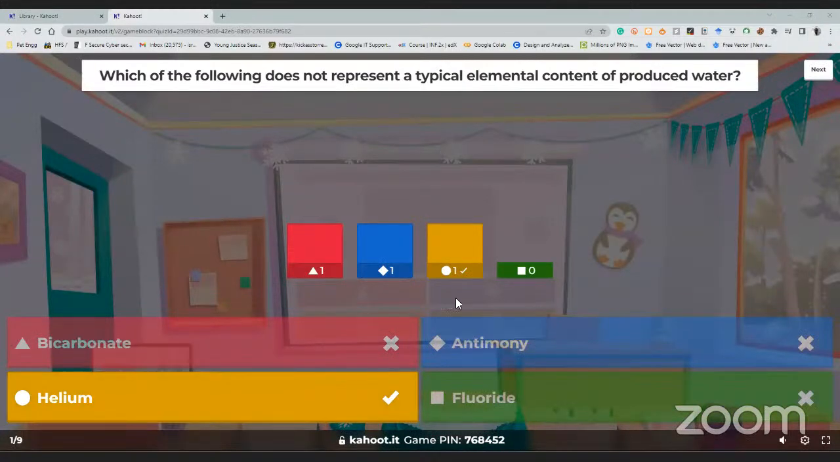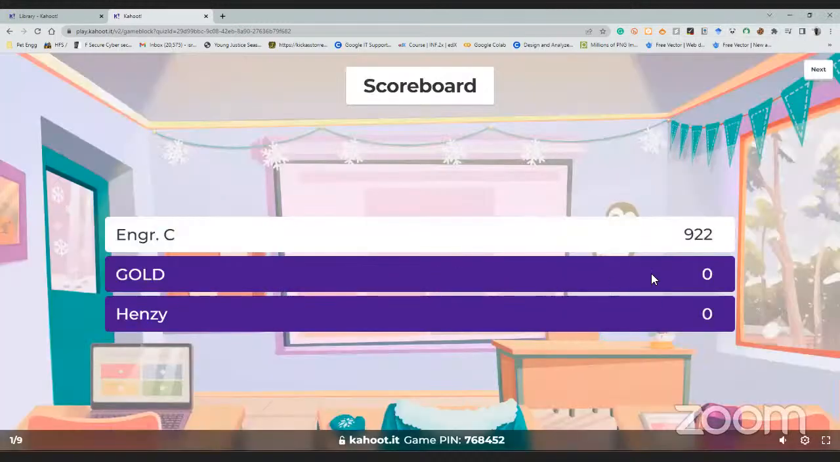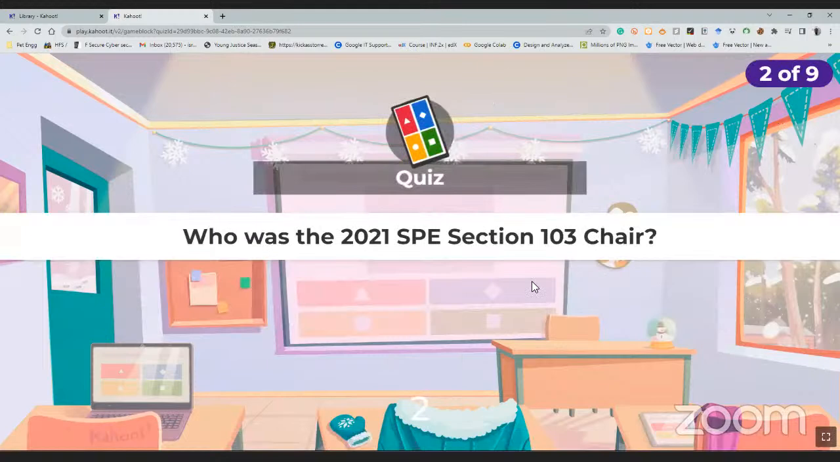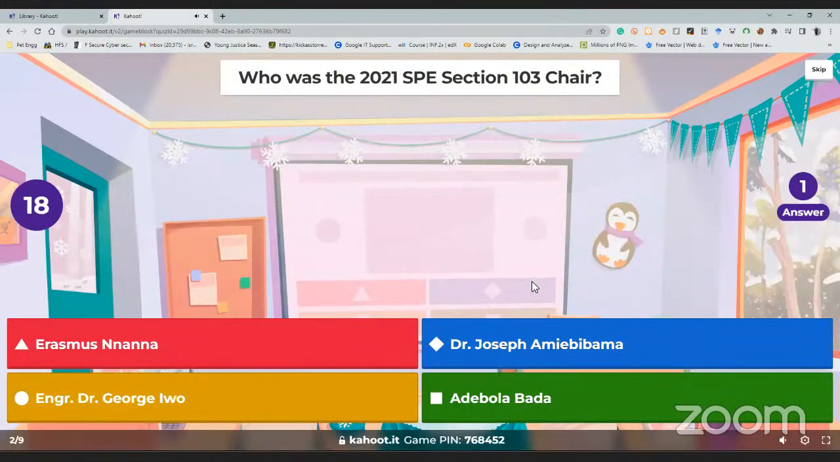Our answers are in. Helium is the correct answer. Helium is not a typical element you would find in produced water. We usually have bicarbonate, we would have fluoride, and we have antimony. So let's move on to the next question. We have Engineer C leading the scoreboard. Who was the SPE Section 103 chairman in 2021?